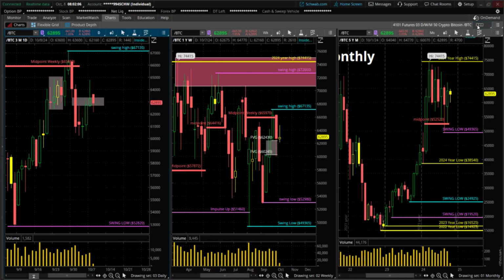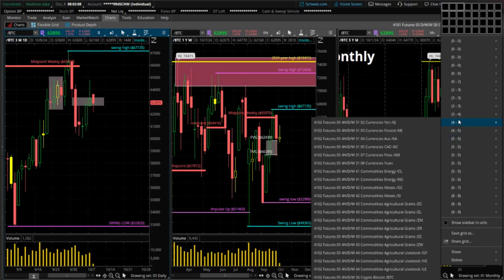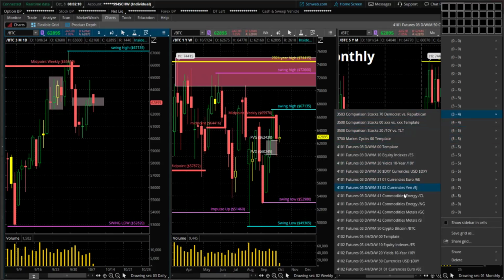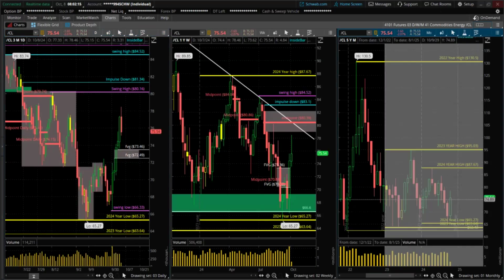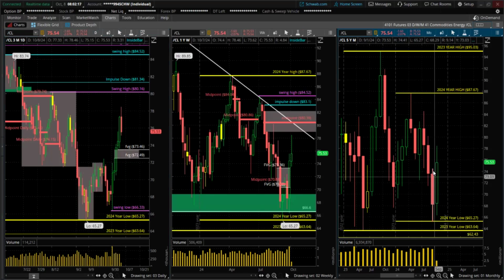On to the next. Commodities. Several categories. Going to look at energy, crude oil. Look at the monthly. Higher high, higher low. Here's a high for the year. Here's a low for the year.